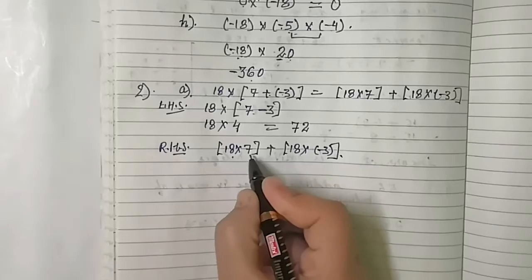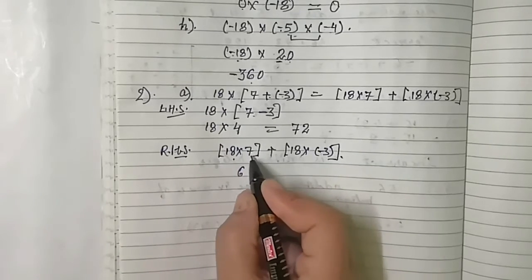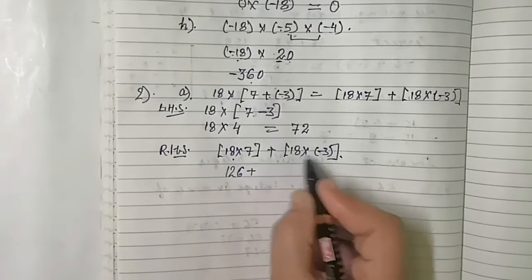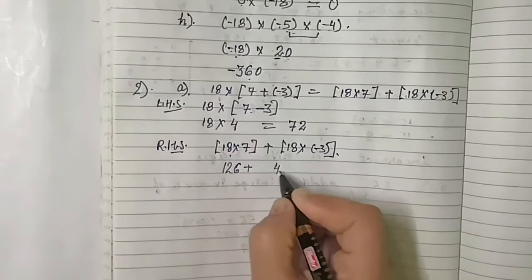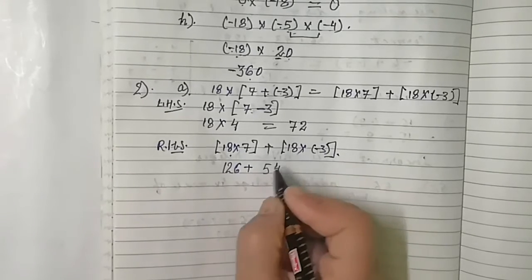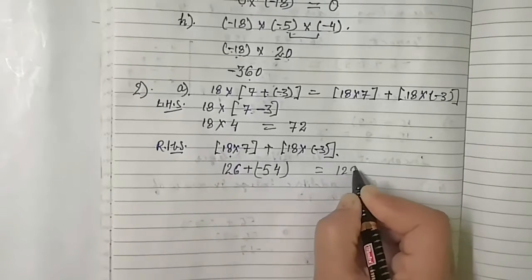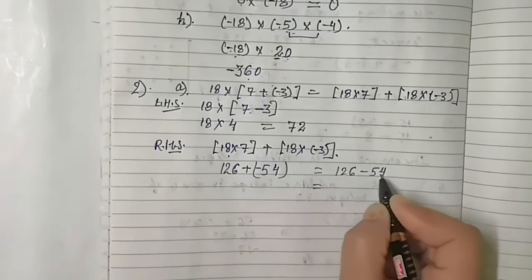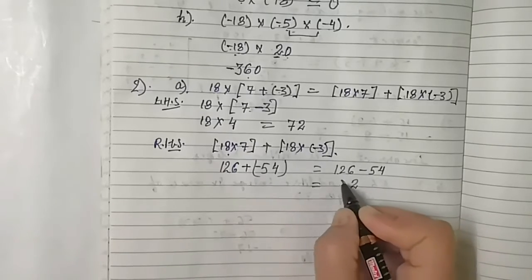Now 7 8s are 56, 6 will be here, 5 carry, 7 1s are 7, 7 plus 5 is 12, plus 18. 8 3s are 24, 4, 2 carry, 3 1s are 3, 2 plus 5, and plus minus will be minus here. 126 minus 54, 6 minus 4 will be 2 and 12 minus 5 will be 7.